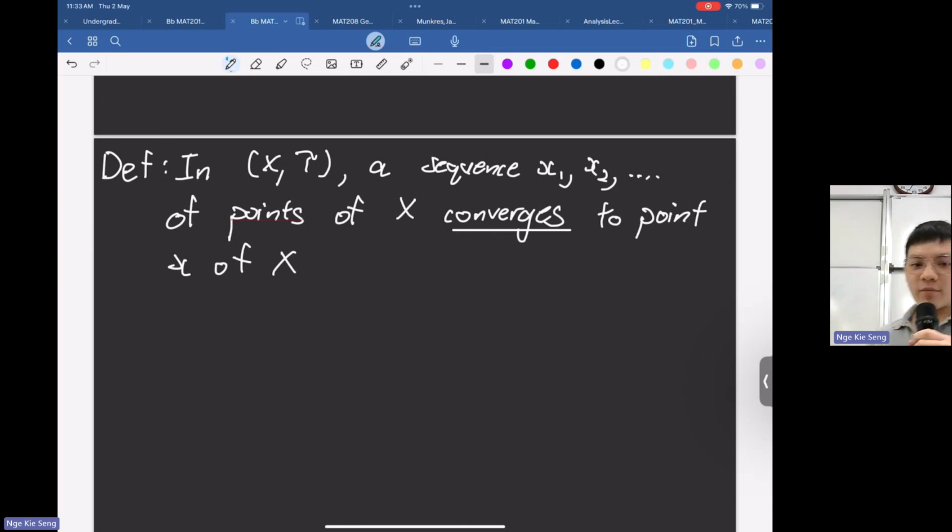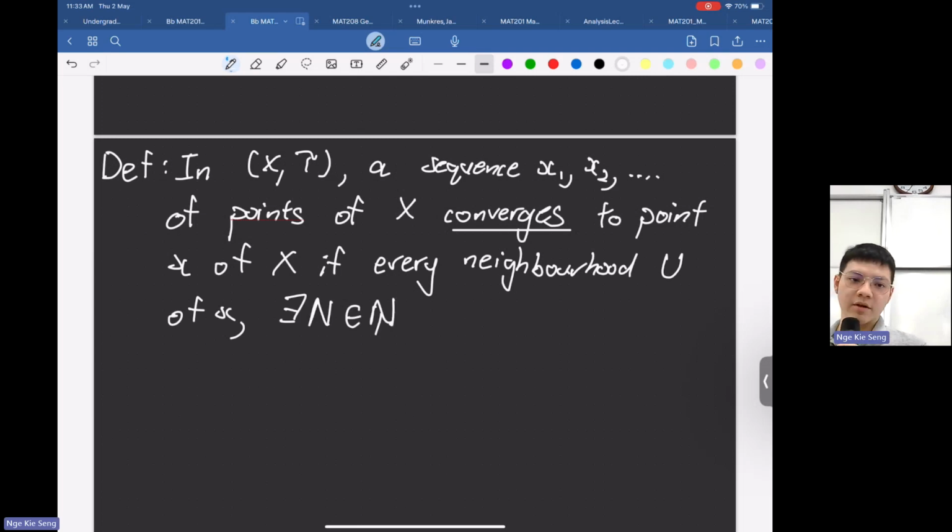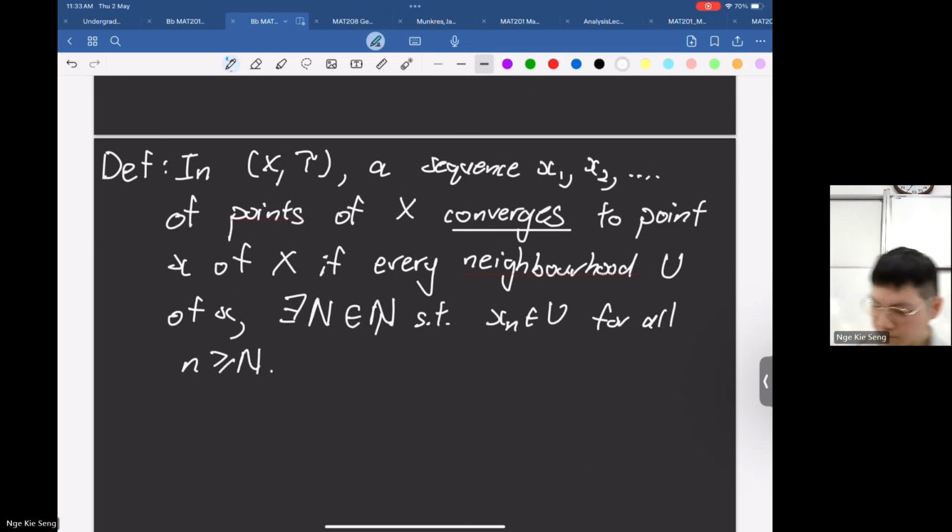Okay, so here there's no open interval. What we have is: for every neighborhood U of x, there exists a natural number, or you call it a positive integer, N, such that s_n is in U for all n greater or equal to N.